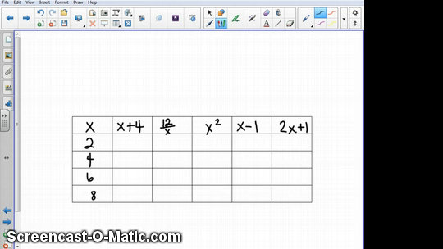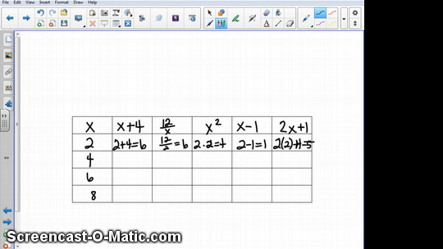So then we would just do the same thing that we have done on our small charts. We're going to do 2 plus 4 equals 6. 12 minus 2 equals 6. X squared, 2 times 2 is 4. 2 minus 1 equals 1. And 2 times 2 plus 1 equals 5. And then you would just continue the chart.